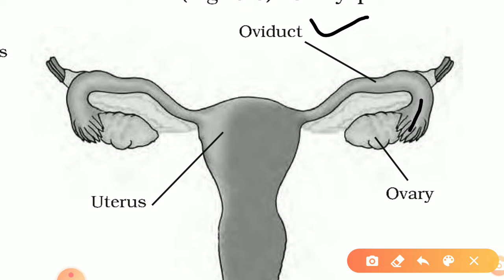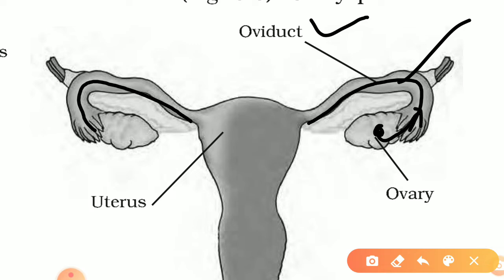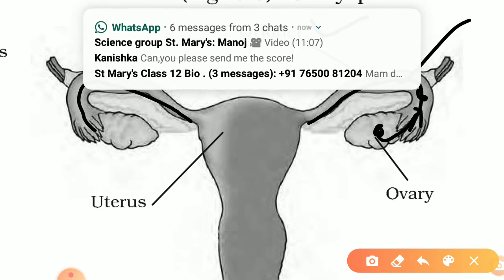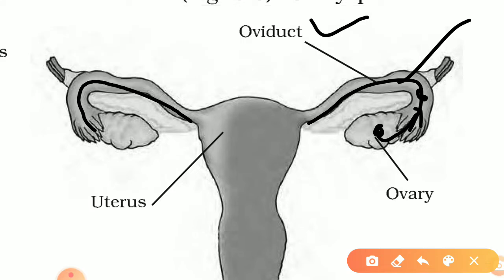Now the next part of the female reproductive system is the fallopian tube or oviduct. So there are two oviducts. One is this I have drawn. I can mark it for you. This is one oviduct and this is another oviduct. Two oviducts are there, which are also called fallopian tubes. And what is the function of the oviduct? The egg which is produced by the ovary is released into the oviduct. And here in the oviduct, the fertilization takes place.